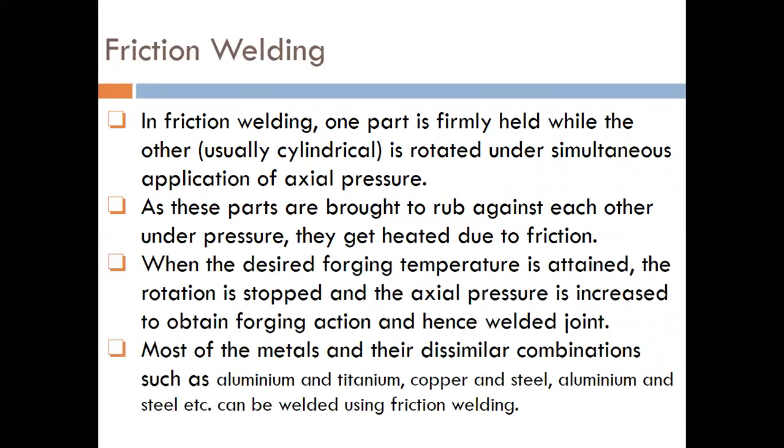Most of the metals and dissimilar combinations such as aluminum and titanium, copper and steel, aluminum and steel can be welded using friction welding. Through friction welding you can join similar or dissimilar metals, such as aluminum with titanium, copper with steel, aluminum with steel.